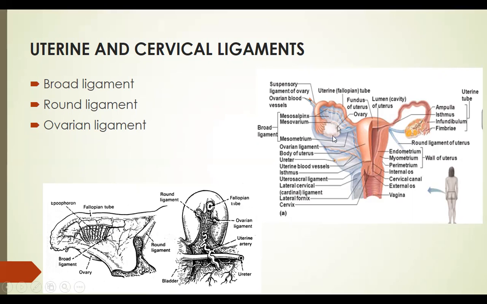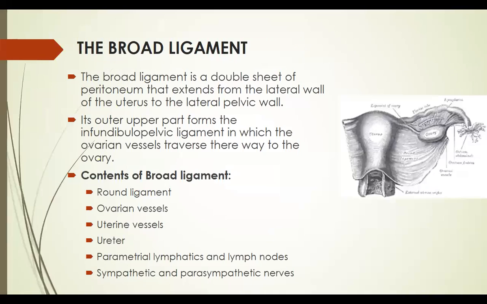So if you see here, this is the ovarian ligament, and this is the round ligament. You should be able to differentiate between the ovarian ligament and the round ligament of the uterus. So these three ligaments are very important ligaments which are in relation to the uterus. Now we'll study these ligaments one by one. One is the broad ligament. As you can see here, this is the broad ligament.